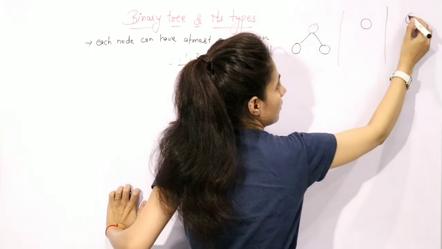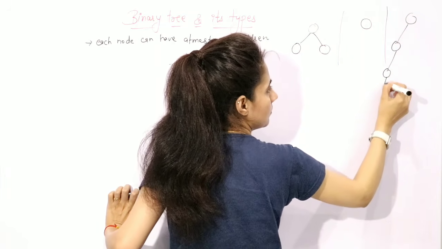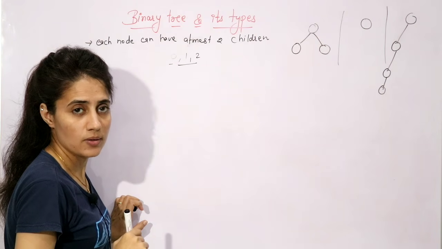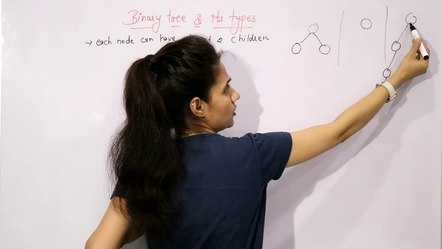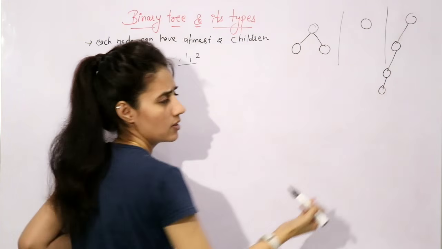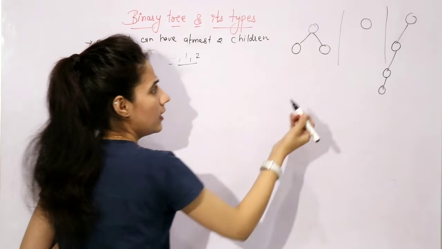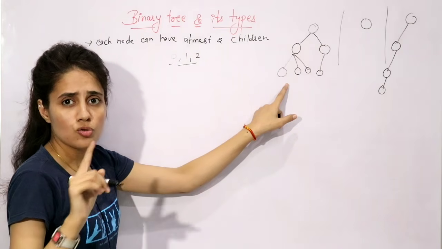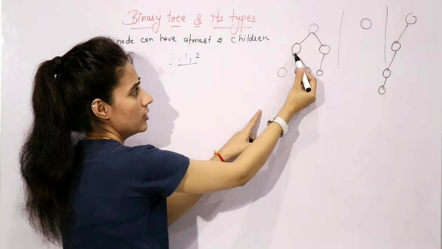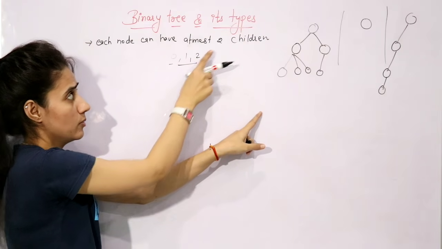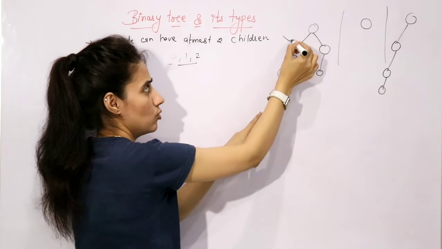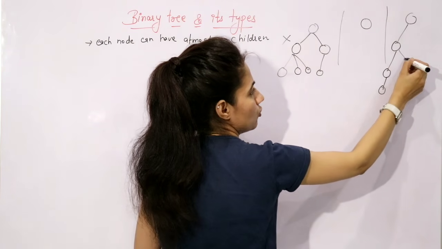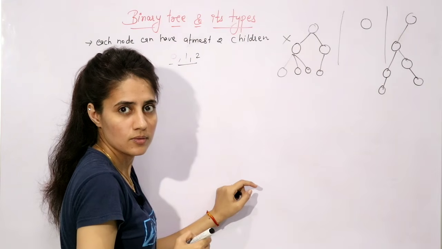Now what about this one? Is this a binary tree? Yes, this is also a binary tree. Here this node is having one child, and this is having 0 child, that is also possible. Now is this a binary tree? This is not a binary tree, because in this case this node is having 3 children, that is not possible. We can have at most 2 children, so this is not a binary tree. All these others are binary trees. This is also a binary tree.